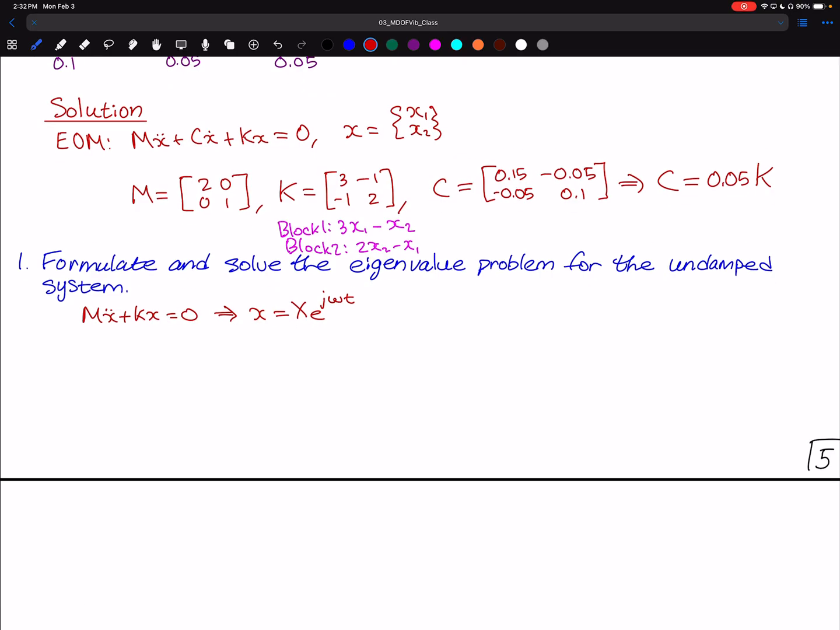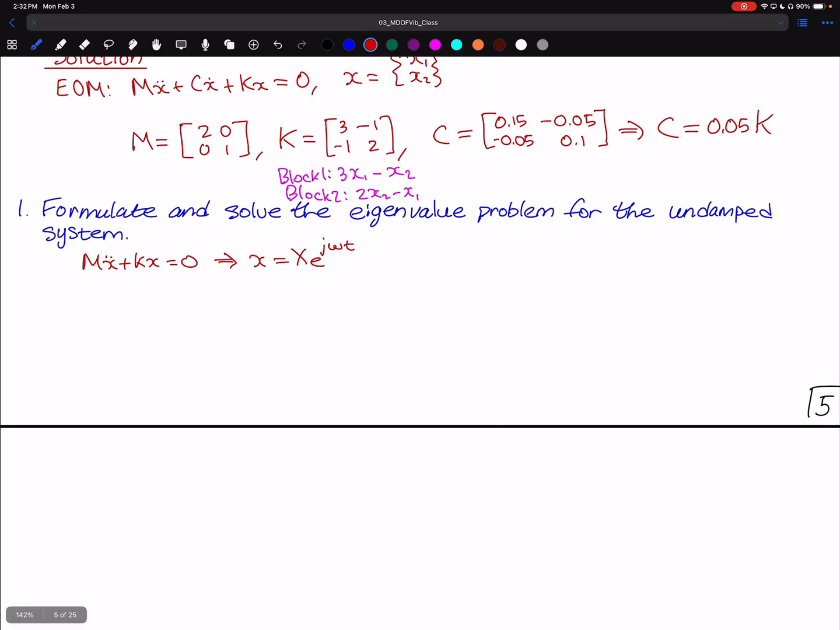Okay, so from here, we're going to plug our ansatz into our equation of motion, which will lead to the following: minus omega squared m plus k times big X e to the j omega t is equal to 0. The only way for this to be true is, well, big X can be 0, but that means there's nothing interesting going on. That's just our trivial solution. And so the only way for this to be true is for the determinant of minus omega squared m plus k to be equal to 0.